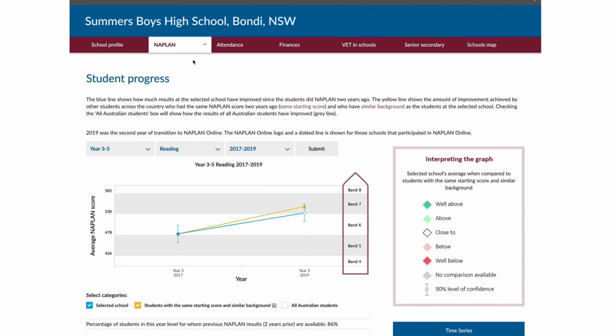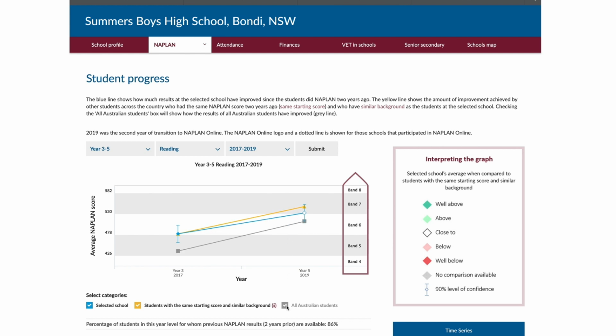My School shows how students at a selected school are progressing in terms of literacy and numeracy achievement, as measured by NAPLAN. Using an average of the NAPLAN results of all students at the school, the blue line on this graph shows how the students have improved since they did NAPLAN 2 years ago. The yellow line shows the change in the average score of all students nationally who had the same starting scores as students at the selected school on their NAPLAN assessment 2 years ago and who have a similar background.